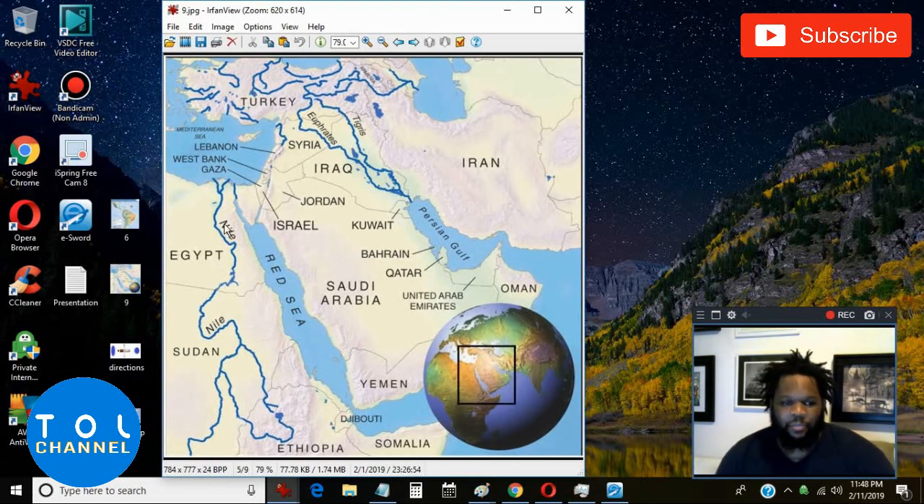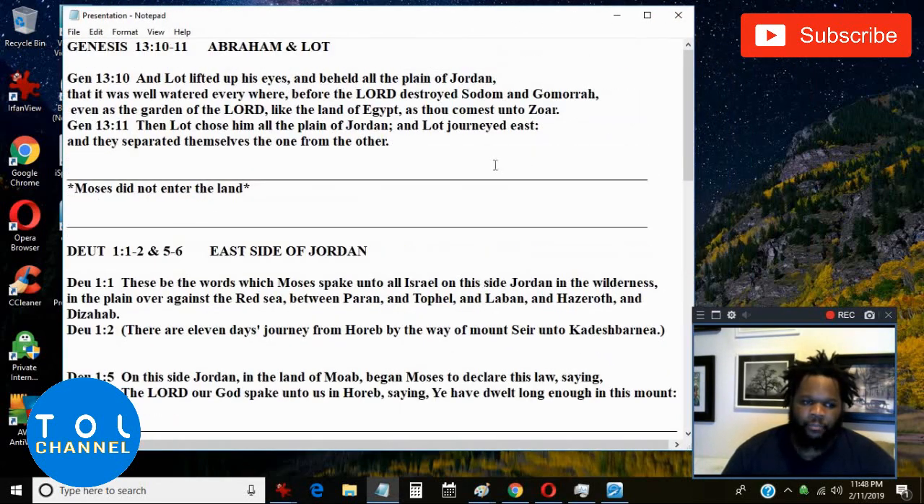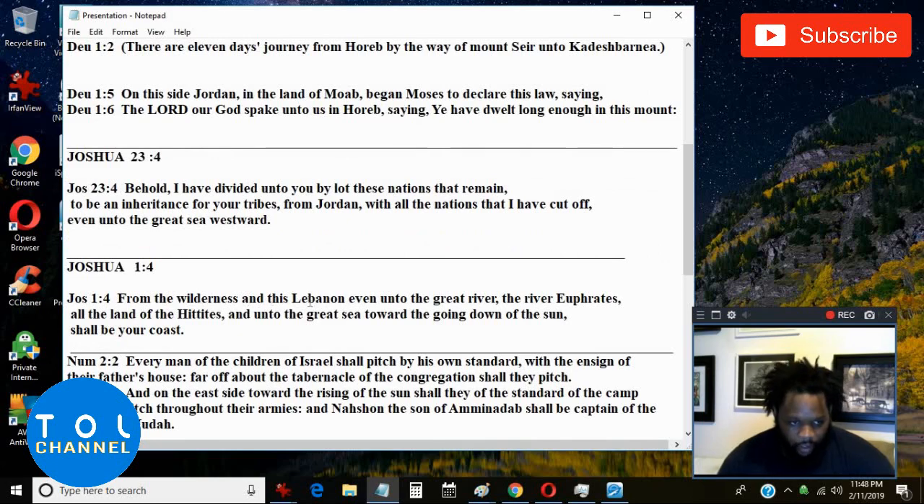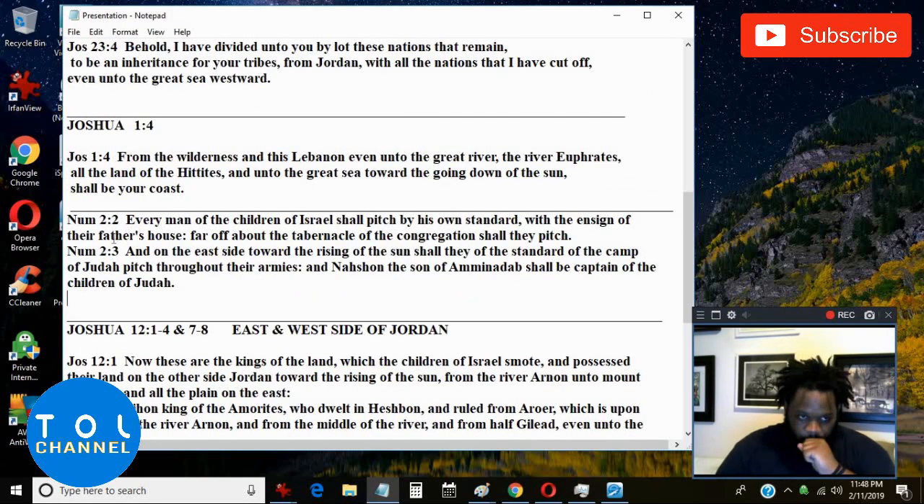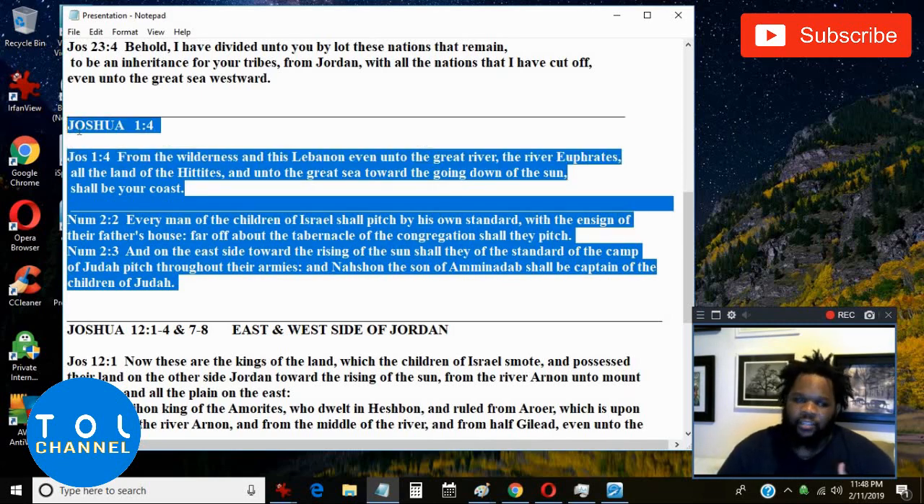So this is Egypt. Let's say this map is true, and we're going to go according to scripture of what we're talking about here. Let's say this map is true, and now we're looking at all these scriptures that we went over. I hope you're going back over it so you can see. Let me just put it back on the screen real quick so you guys can actually see all the scriptures I've gone through. So we went through Genesis 13:10 and 11. We went through Deuteronomy 1 and 2 and 5 and 6. Joshua 23:4, Joshua 1:4. Numbers 2 and 3. Now Joshua 1:4 and Numbers 2 and 3 are just the directions that we know. East is east and west is west.